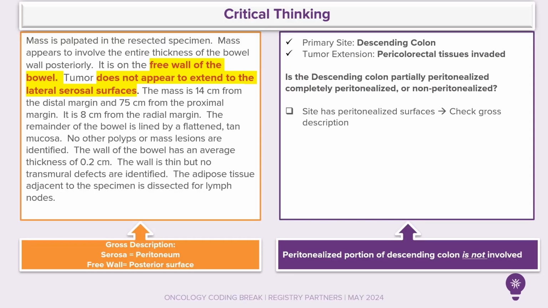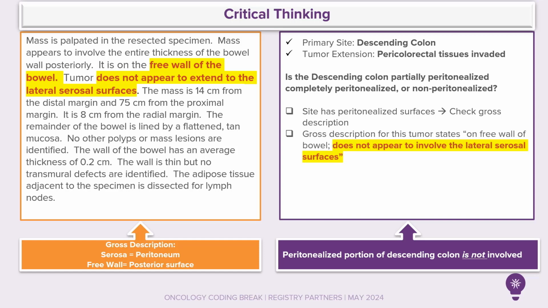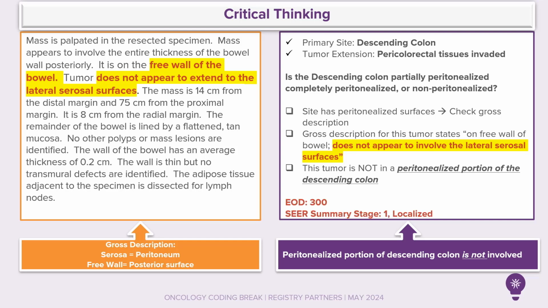So we checked the gross description on the pathology report to determine the peritoneal status of the descending colon. What we found was that the tumor was on the free wall of the bowel and did not appear to involve the lateral serosal surfaces. Don't forget, serosa is a synonym for peritoneum. So the tumor is not in the peritonealized portion of the descending colon. Therefore, our EOD would be 300 and our SEER Summary Stage would be 1, localized.